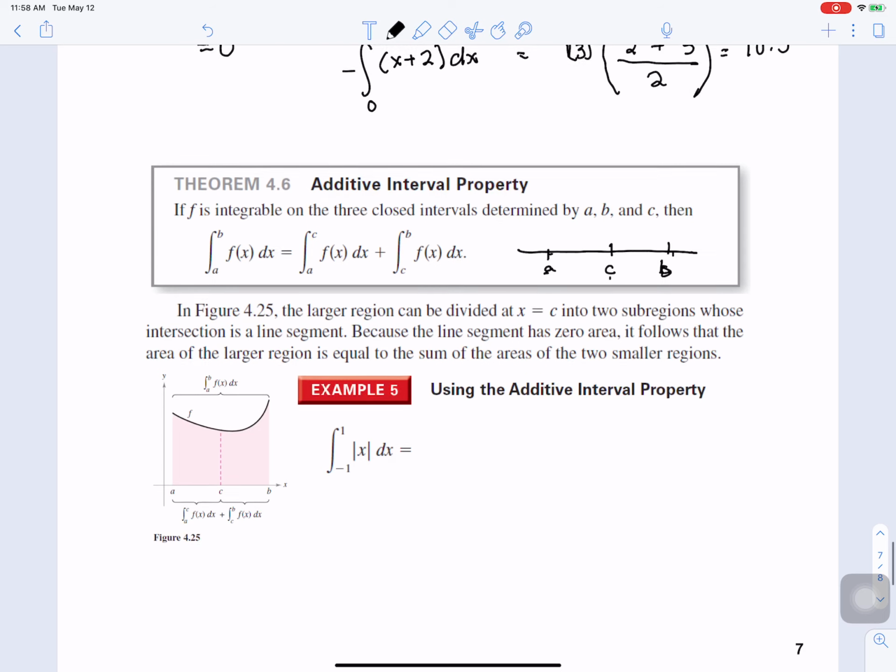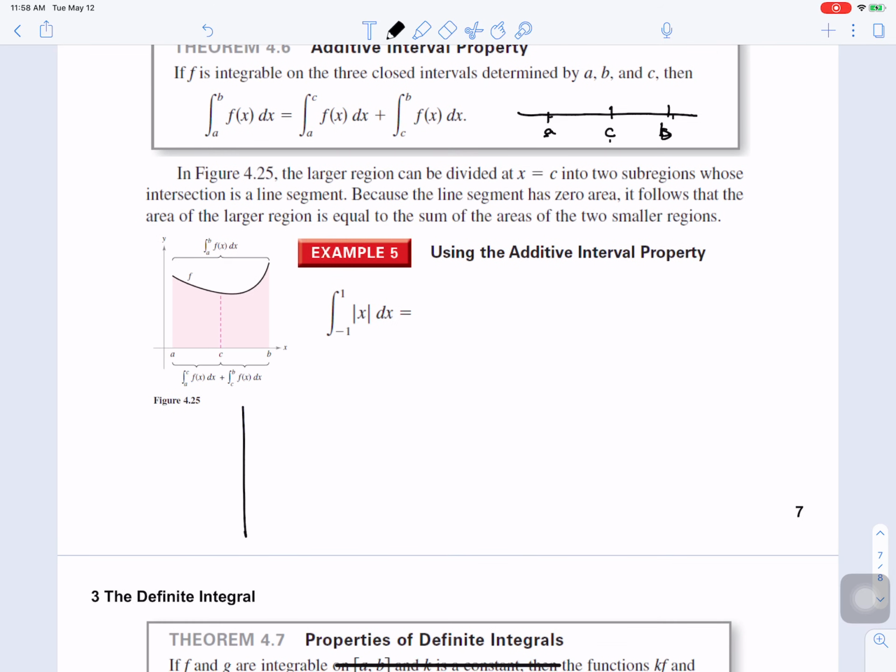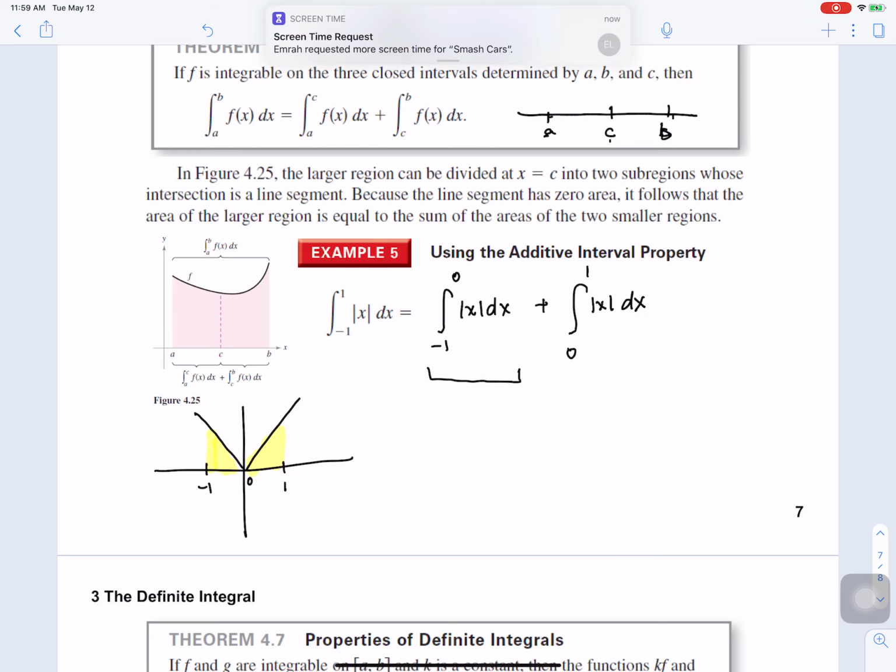So if I want to integrate the absolute value of x, I can sketch the function. I'm interested in finding the area from minus 1 to 1. So I could go from minus 1 to this intermediate point 0 of the function, plus I can go from 0 to 1. And now I can work these out. This is the area of a triangle, 1/2 base times height. When x is 1 or negative 1, in both cases the y coordinate will be 1. So that's 1/2 times 1 times 1.